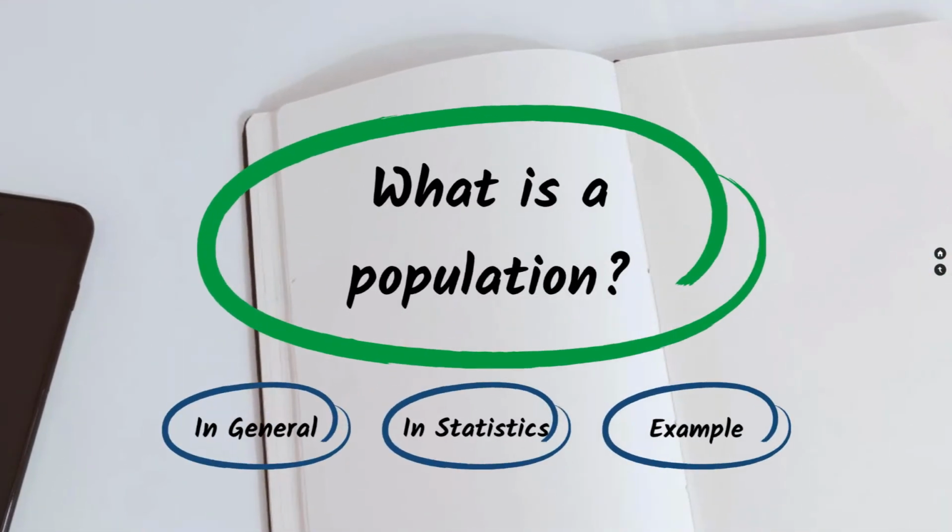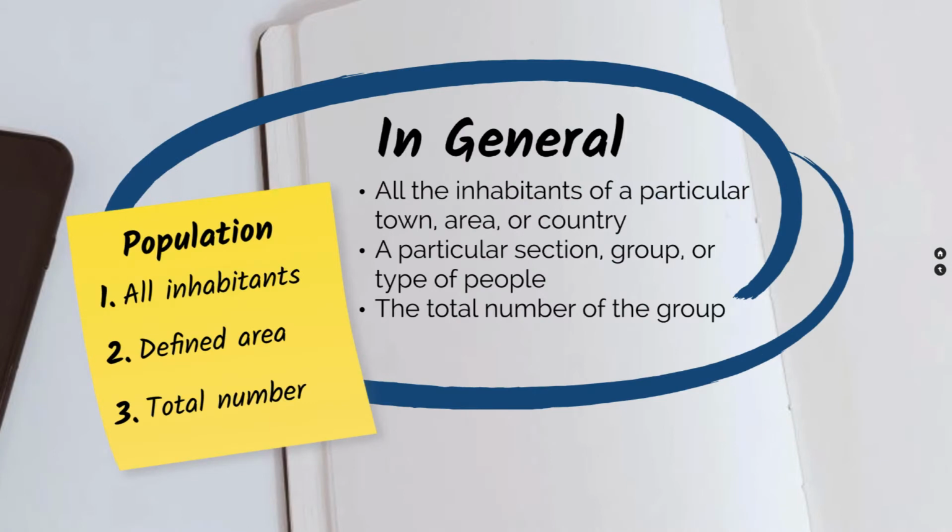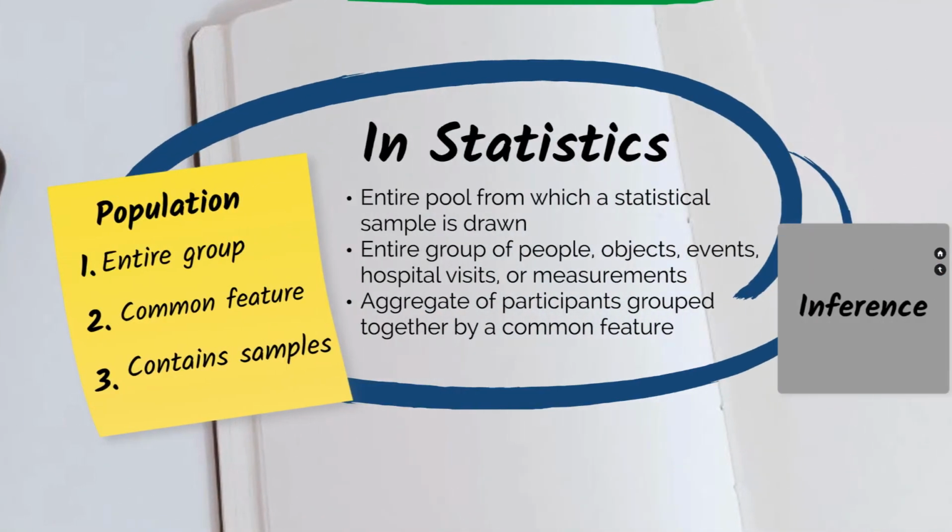So what is a population? In general, population is defined as all the inhabitants of a particular town, area, or country, a particular section, group, or type of people, or the total number of people in a defined group. That's a very broad definition of population. You think about the population in terms of the population of Birmingham. That's defined as the people that live within the prescribed geographical area. You could think about the population of UAB students. So that would be any currently enrolled student at the University of Alabama at Birmingham. So any general or broad group is defined as a population.